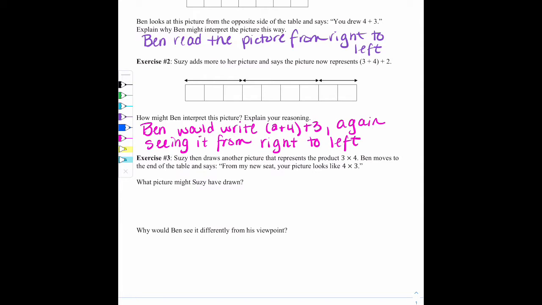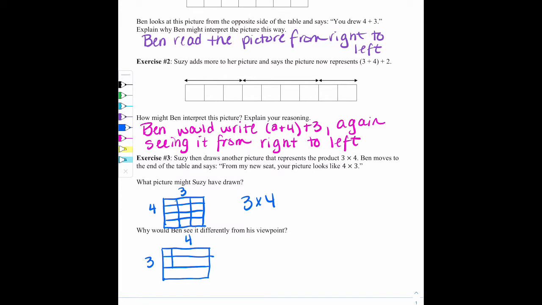So one might draw a picture of 3 times 4 as having 3 on the top and 4 on the side. So if we draw this in a diagram, we'd have 3 going this way and then 4 going this way. Okay, which is 3 times 4, giving me a total of 12. But then another person might see the 3 on the side and the 4 on the top. Still giving me the same exact number of pieces and the same value, but seeing it in a different order.